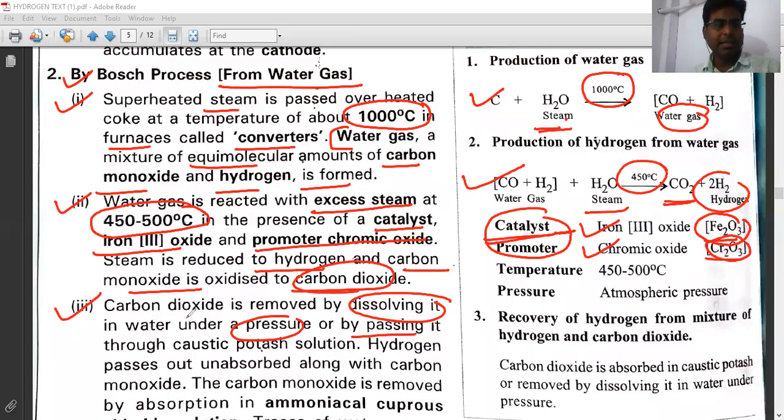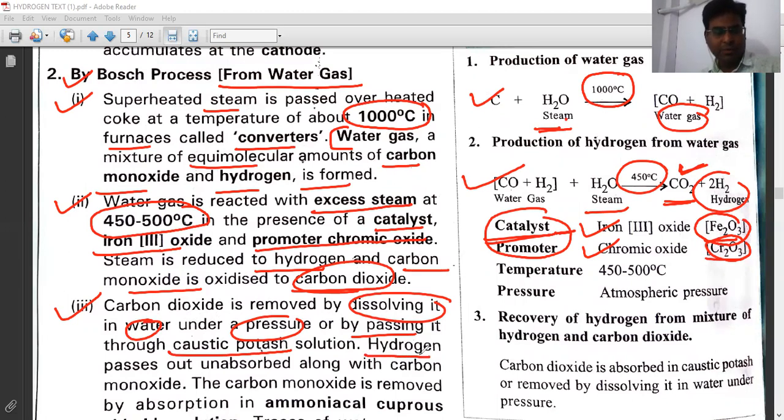What does the third point say? Carbon dioxide is removed. You can see in the second reaction CO2 is produced, right? This CO2 is removed by dissolving in water under pressure or by passing it through caustic potash. You can remove CO2 by two ways, by dissolving in water or by passing it through caustic potash. Caustic potash is nothing but NaOH.